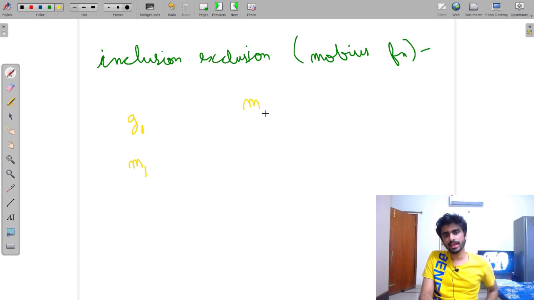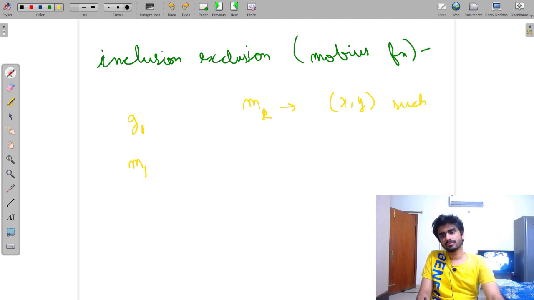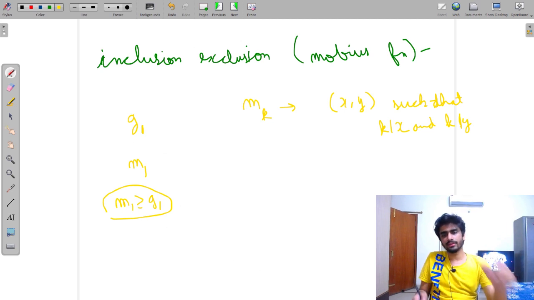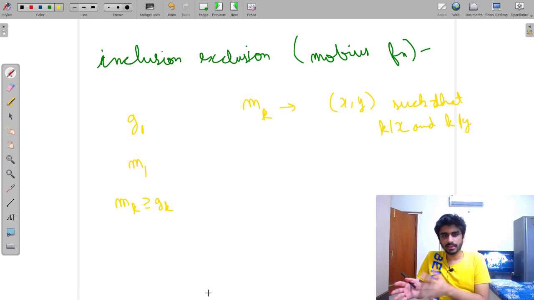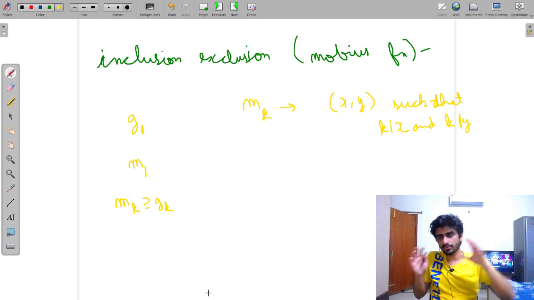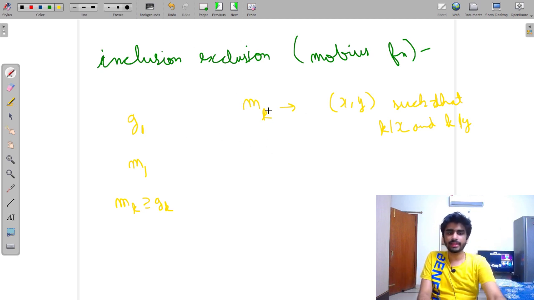So what I'm saying is, M of K means the number of pairs X, Y such that both X and Y are divisible by K. So this means that K divides X and K divides Y. Okay, so we know that M1 is greater or equal to G1, and in fact MK is greater or equal to GK, because if the GCD is K, then obviously they both have to be multiples of K.